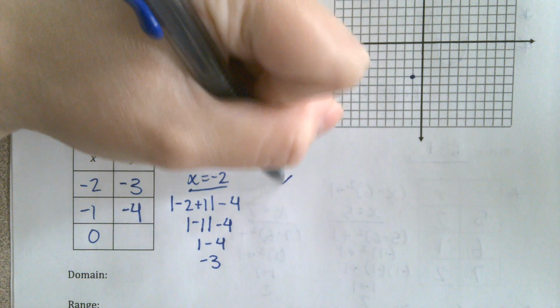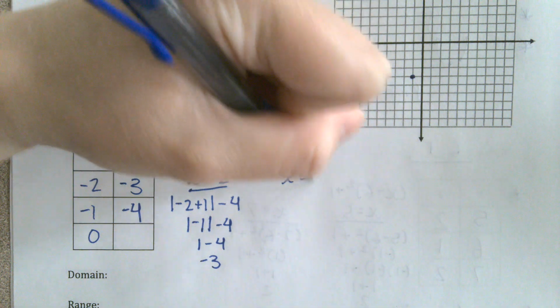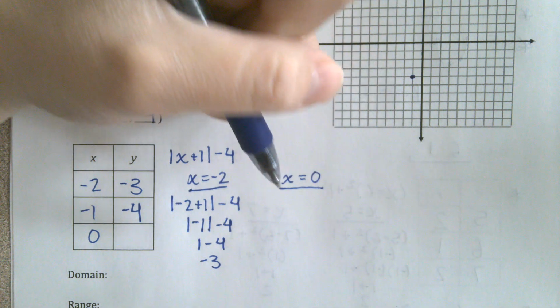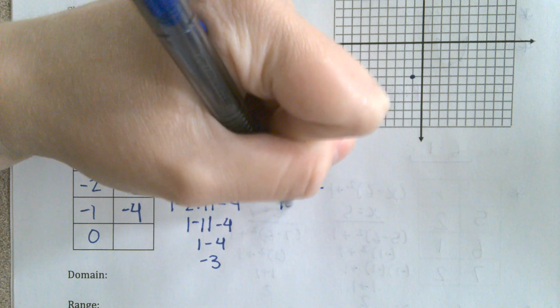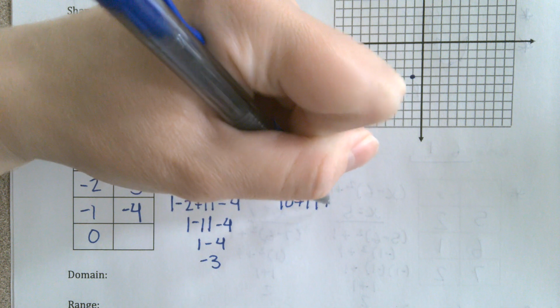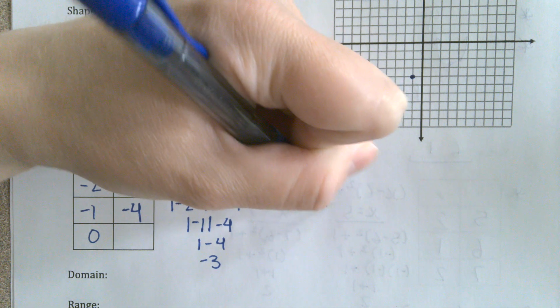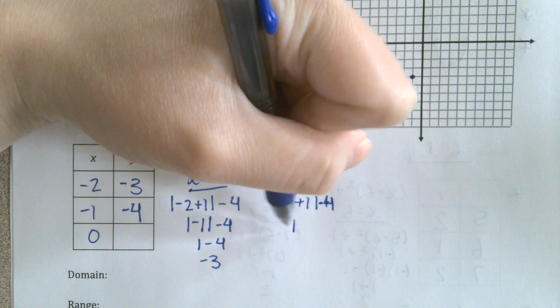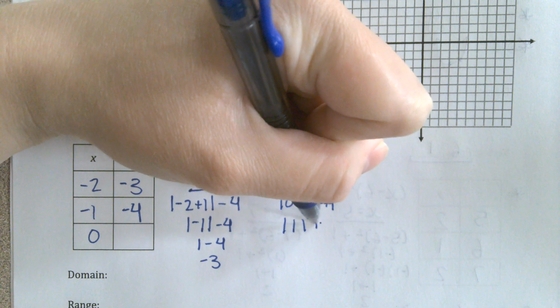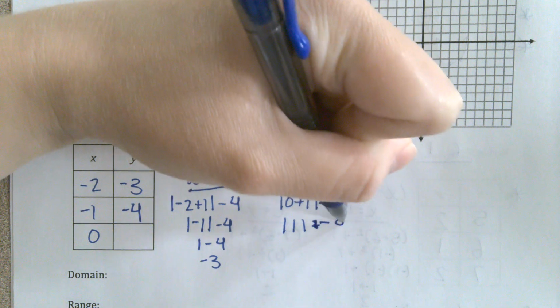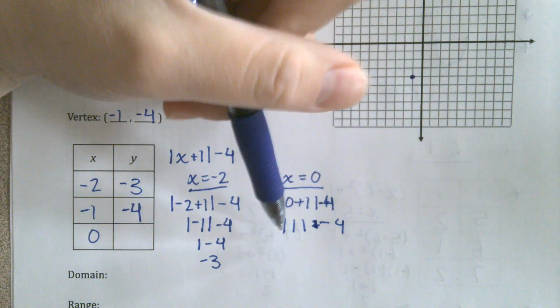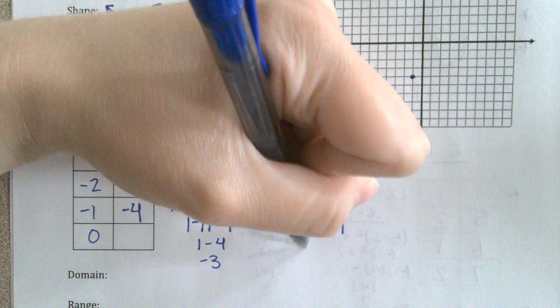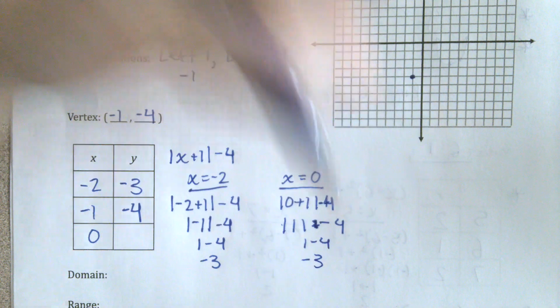And now we check x equals 0. So we have absolute value of 0 plus 1 minus 4. 0 plus 1 is 1. Yes, I keep trying to write plus 4. I don't know why. Absolute value of 1 is 1, so we have 1 minus 4, which is, again, -3.